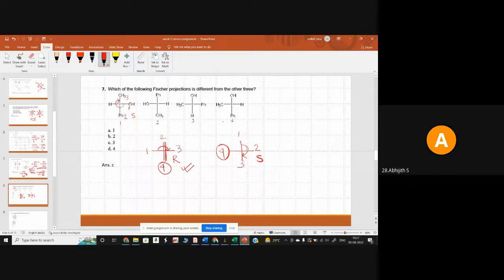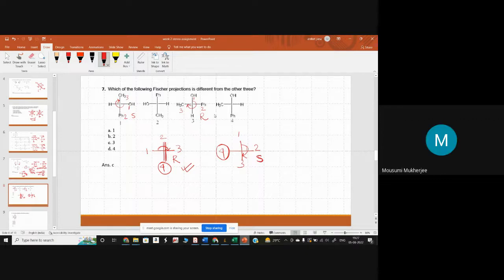So if we check the priority of this one, two, three, is it R or S configuration? R configuration. If we check the other two groups, that is the same as S, only compound 3 has the different absolute configuration. R it has.